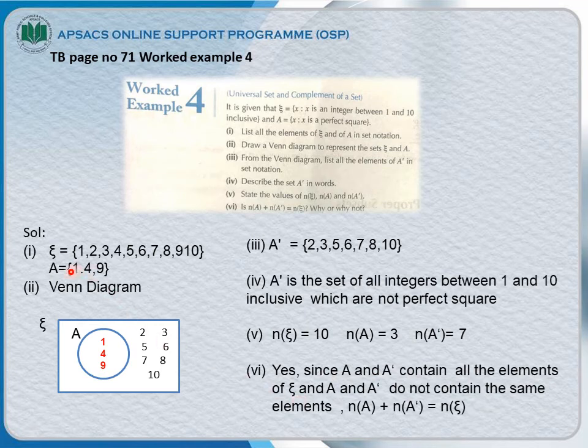You can see this is set A and this is A prime. In both sets we have all the elements that are present in the universal set. They do not contain the same elements. A and A prime don't have the same elements. The elements are different and both are present in the universal set. So when we add A and A prime, we will get the universal set.